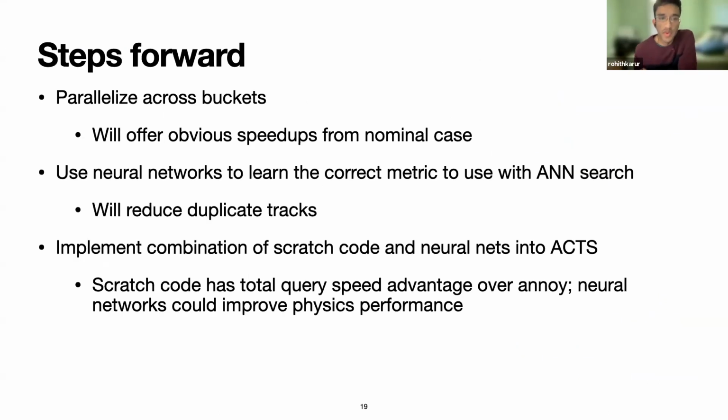The next clear step forward with guaranteed outcomes would be to parallelize all the track reconstruction computation across buckets. Even in the worst case scenario that we discussed initially, this would offer a faster reconstruction time than the nominal case. So that's good. The second step would be to use neural nets to learn the metric across the detector, which will greatly improve the purity of the bucket. After this, we could combine this neural net method with something like the scratch code to speed up the process of making queries. This would also mitigate the creation of duplicate tracks, while retaining the physics performance of the nominal. So, yeah.